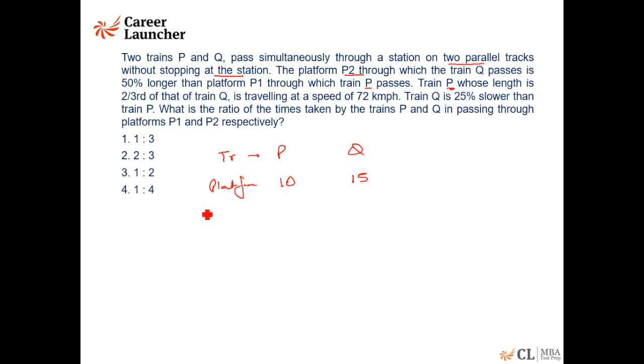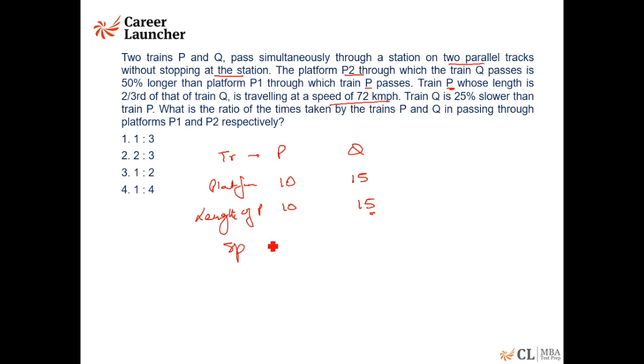Train P, length of the train. Okay. Train P, whose length is 2/3 of what Q is. So let me assume this to be 15 and 10 again. Length of train P is 2/3 of Q. So I'm taking Q to be 15 and this to be 10 again. Okay. Train P is traveling at the speed of 72 kilometers per hour.